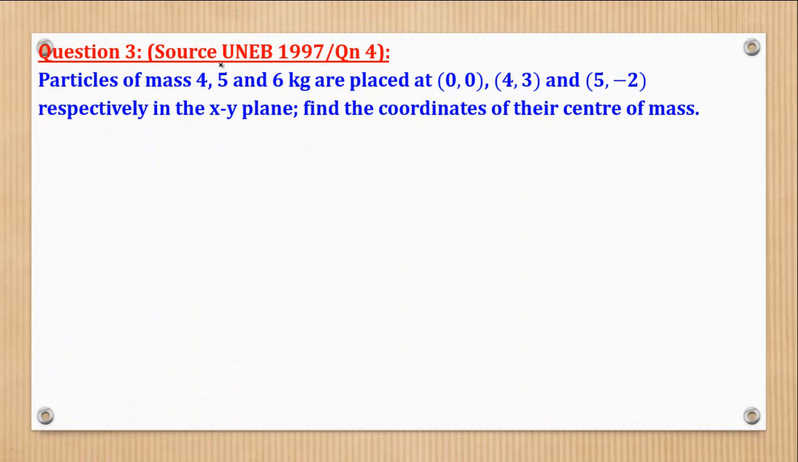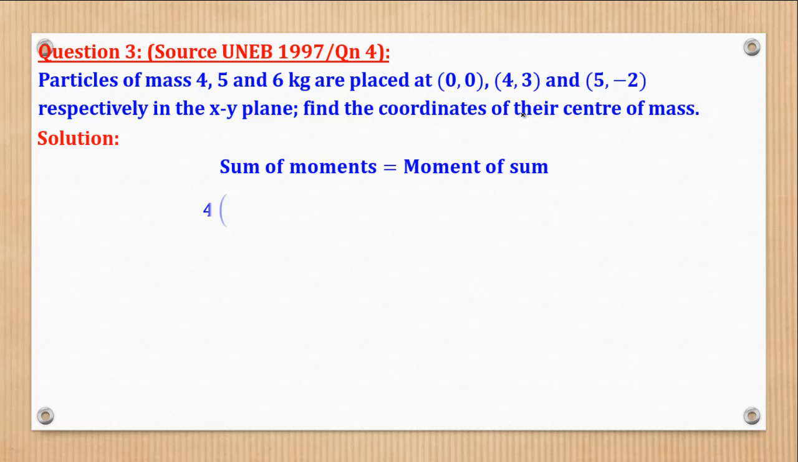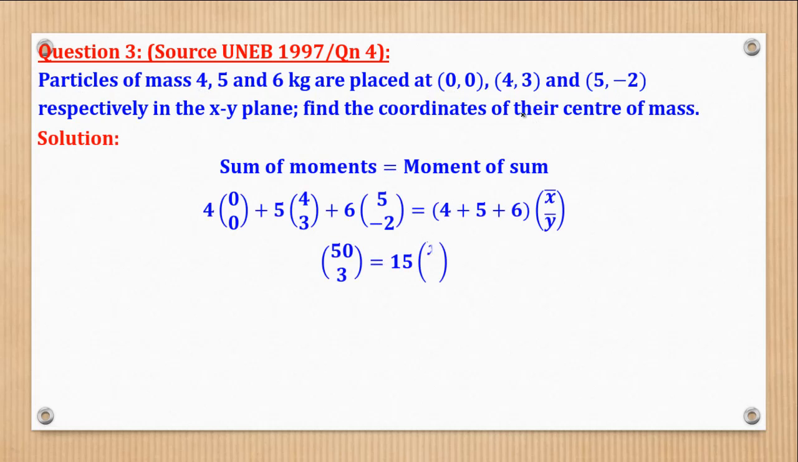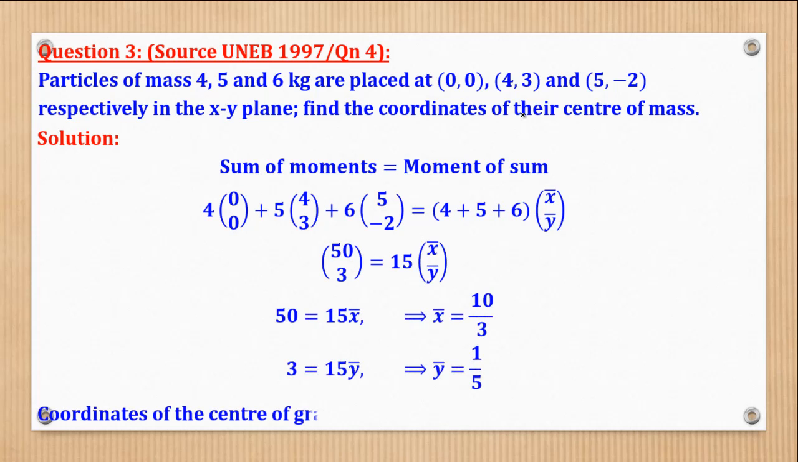Then question 3 came from UNEB 1997 part 2, question 4, and says, particles of mass, these ones, placed at these points, respectively, are in the xy plane. Find the coordinates of their center of mass. Now here they have used center of mass, meaning we don't need to get the weight. We only use the masses as given. However, if you also use the weight, the answer will be the same, but it will be a wrong approach. So x bar is that and y bar is that. Then you can get the coordinate.